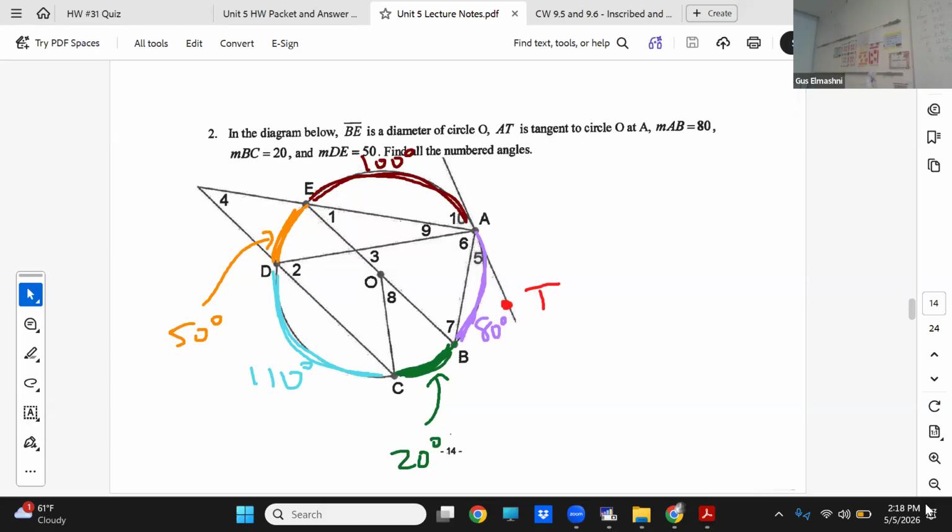So how do we find angle 10? Angle 10 is 50, same thing as angle 5. Wait, I didn't know that was a thing.